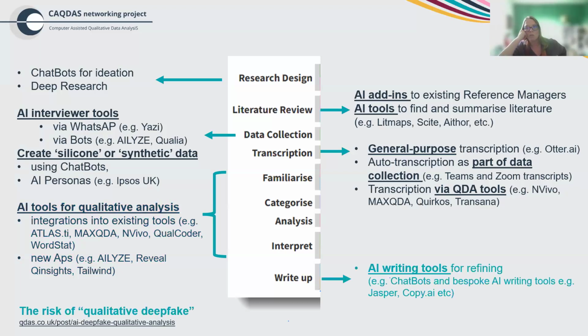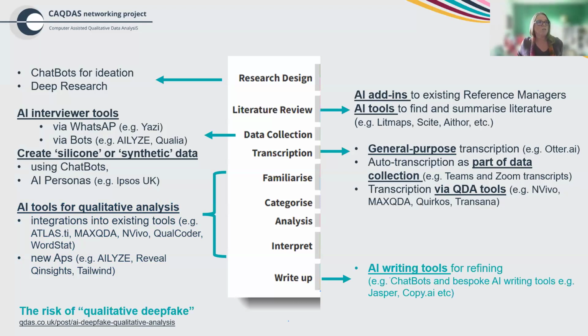What I'm not really going to talk about very much today is AI writing tools. I'm sure you're aware that you can use generative AI to help with writing. There are some bespoke writing tools, and we can also use chatbots as well. But I'm going to focus the rest of my attention today on the AI tools for qualitative analysis.